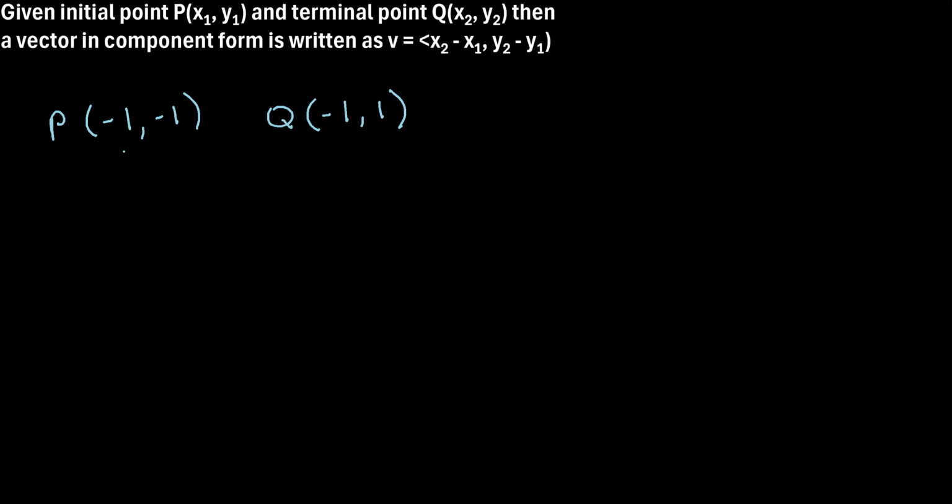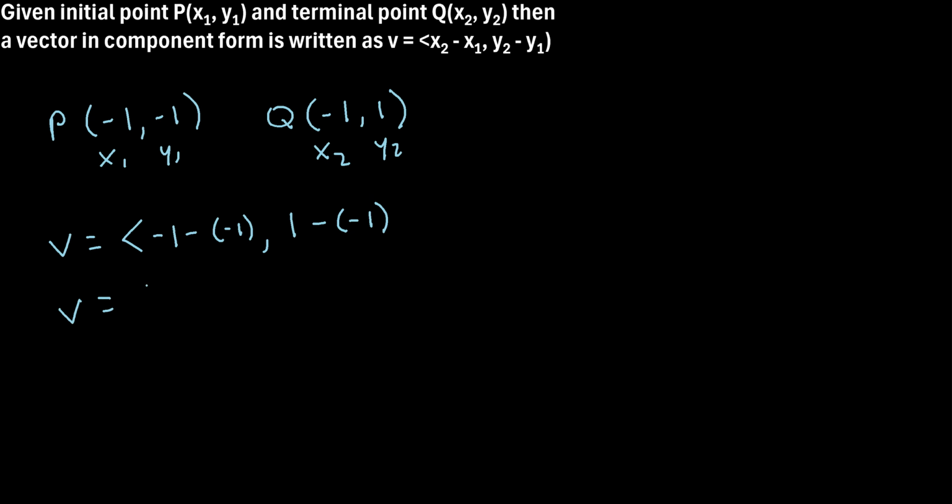Let's say we have a vector with initial point negative 1, negative 1, and a terminal point of negative 1, 1. How can we write this vector in component form? Well, it helps if we first label this initial point as x1, y1, and label this terminal point as x2, y2. So in component form, we would write x2 minus x1, so -1 minus -1. And then we have y2 minus y1, so 1 minus -1.